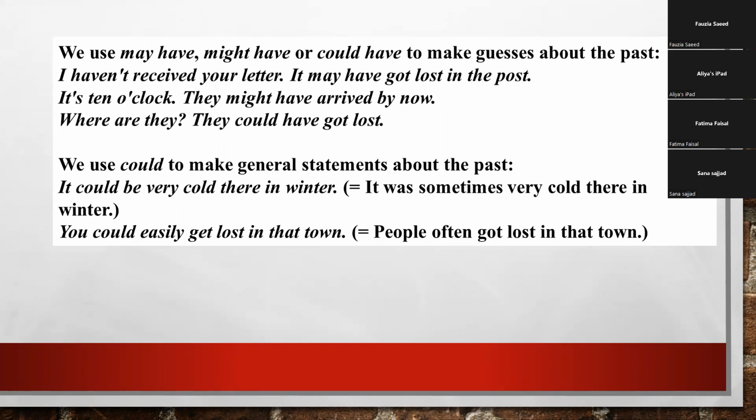We use could to make general statements about the past. Could and might: it could be very cold there in winter. You could easily get lost in that town, or you could easily find your way. You can say this also.